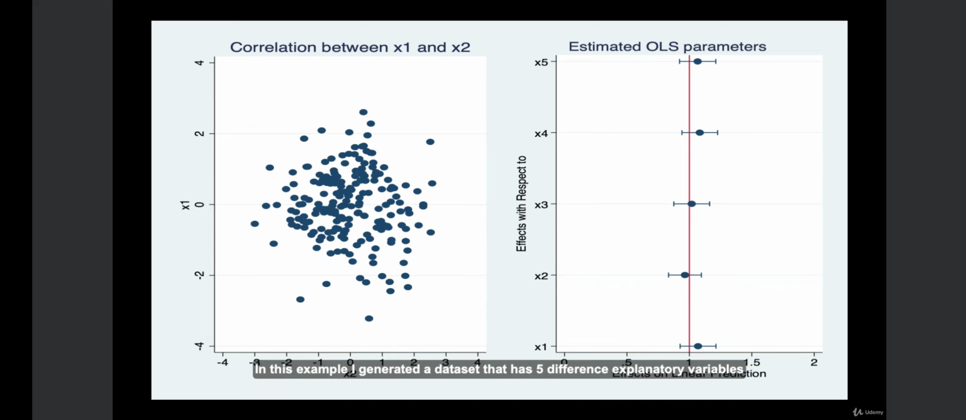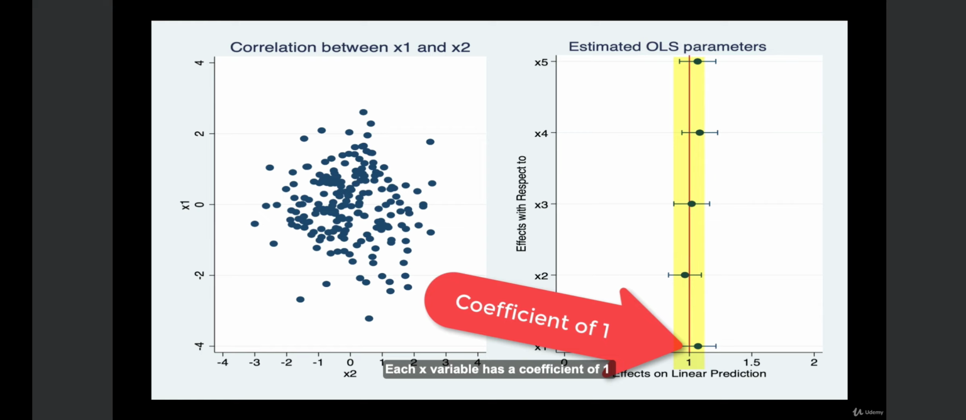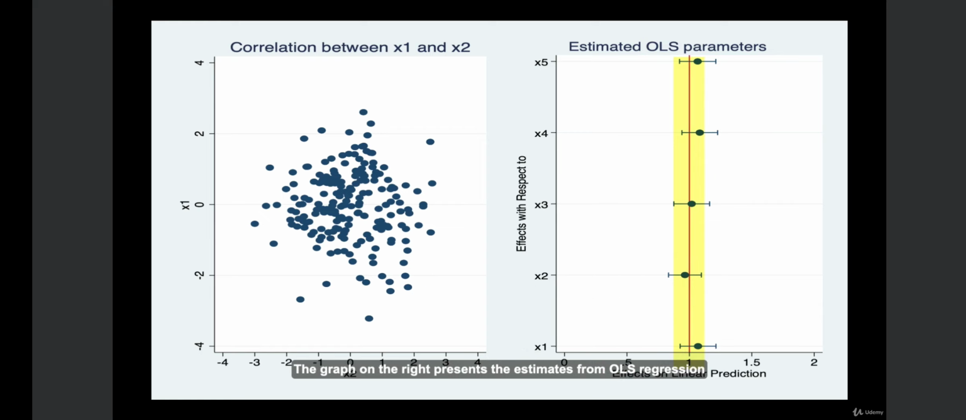In this example, I generated a dataset that has 5 different explanatory variables. These range from x1 to x5. Each x variable has a coefficient of 1. The graph on the right presents the estimates from an ordinary least squares regression and the associated 95% confidence interval around these estimates. We can see that ordinary least squares estimates a value of approximately 1 for each of the 5 variables. On the left graph, we see the correlation between x1 and x2.